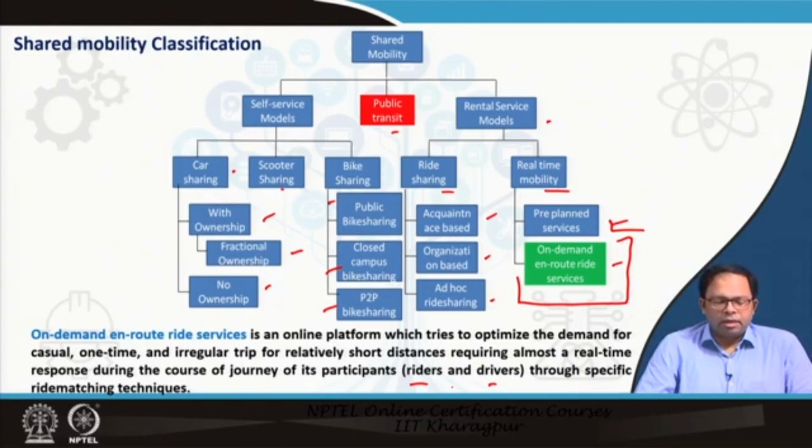This happens once, that means this rider is not going to continue the same ride with the same driver. It can happen, but just by chance, there is no formal way to do that one after another. So it's only for one ride. It's an irregular trip and a relatively short distance. It is not like a trip will last for hundreds of kilometers, and it requires a real-time response, because as soon as you give a request, you are assigned a particular vehicle. So this we have categorized as on-demand en route ride services.